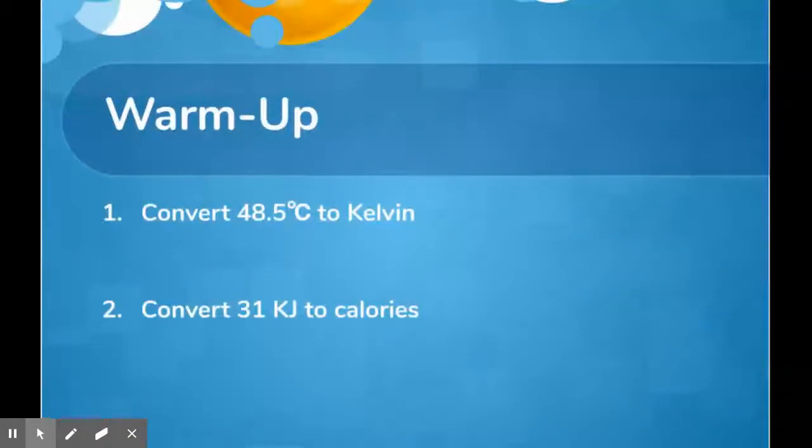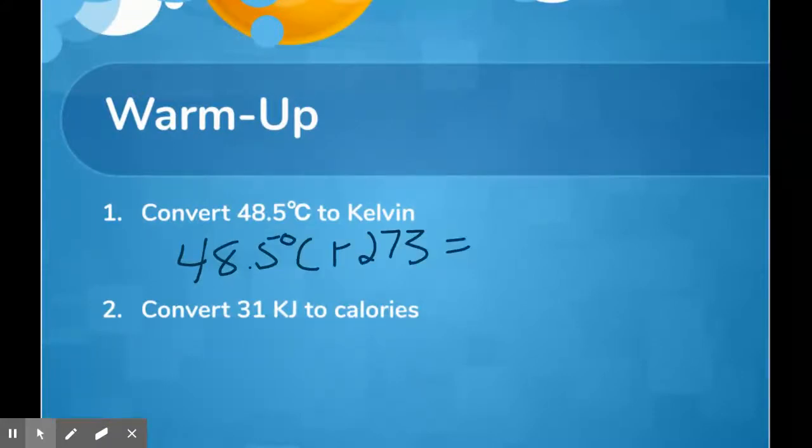Before we get started with today's lesson, we want to go back and do a quick warm-up of 1C, converting temperatures and converting units of energy. The first problem says convert 48.5 degrees Celsius to Kelvin. In order to do that, we are going to add 273. So you get 321.5 Kelvin.